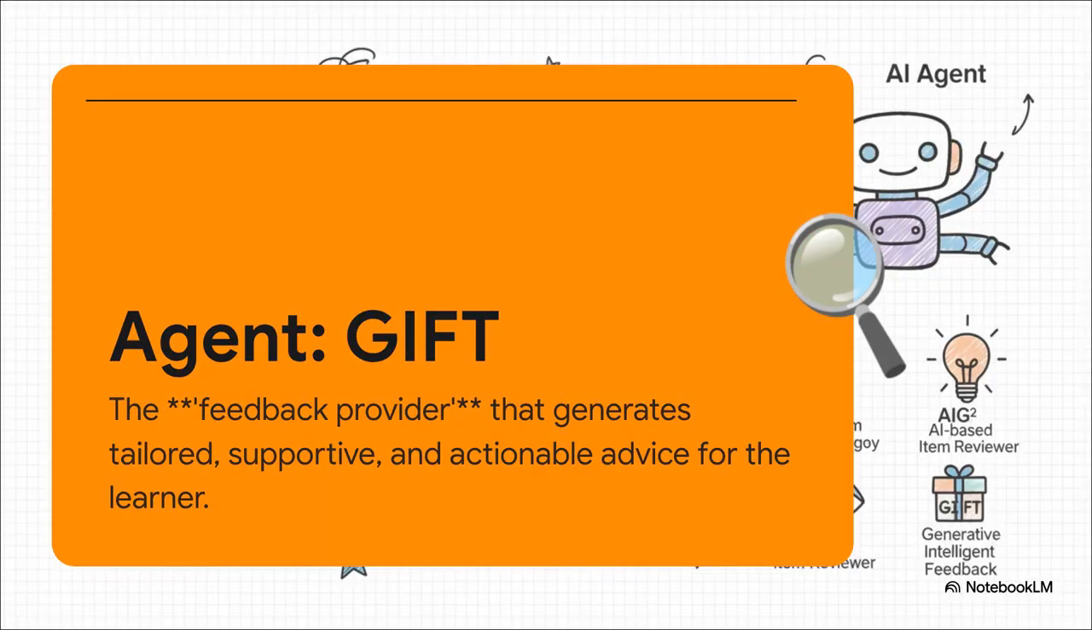And finally, we have Gift. And honestly, this might be the biggest game changer of them all. Instead of just spitting out a score, you got an 85, Gift provides intelligent, personalized feedback. It can explain why your answer was wrong or what makes another answer right, and does it in a way that's actually supportive. It turns the test itself into an amazing learning tool.